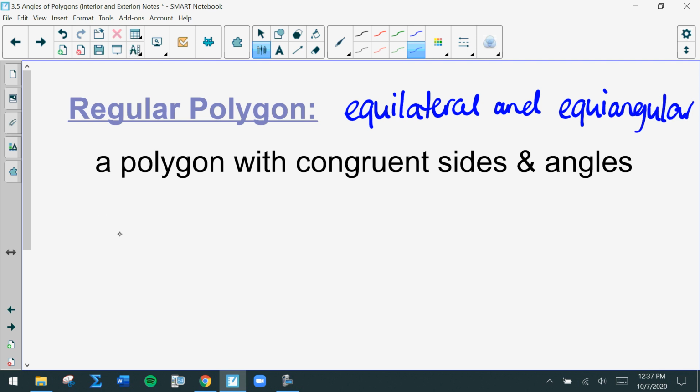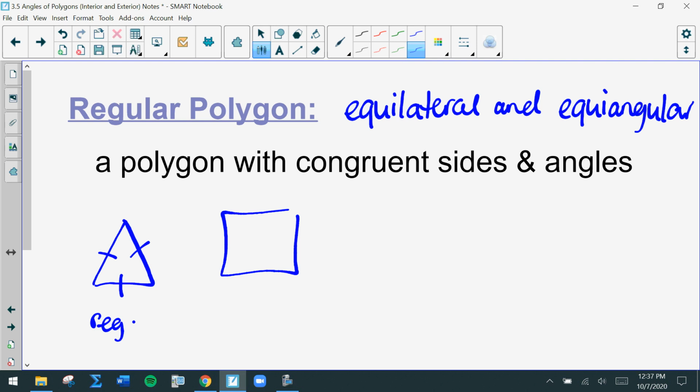Okay, so if we look at a triangle, an equilateral triangle is a regular triangle. A square is a regular quadrilateral. Okay, so we need all the sides and all the angles congruent for it to be regular. And this is important as we're going to jump into the next bit.